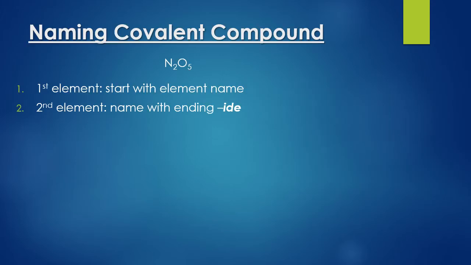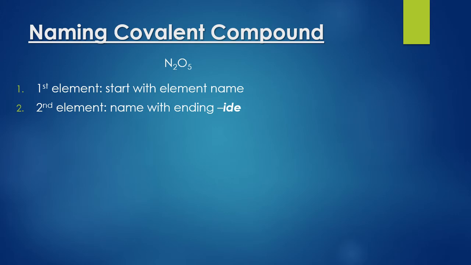So why is it important to know if a compound is covalent or ionic when you're trying to name it? Well, there's different rules for naming covalent compounds than there is for ionic. With covalent compounds, you start by naming the first element. So in the example we just saw, N2O5, you would start by writing nitrogen.